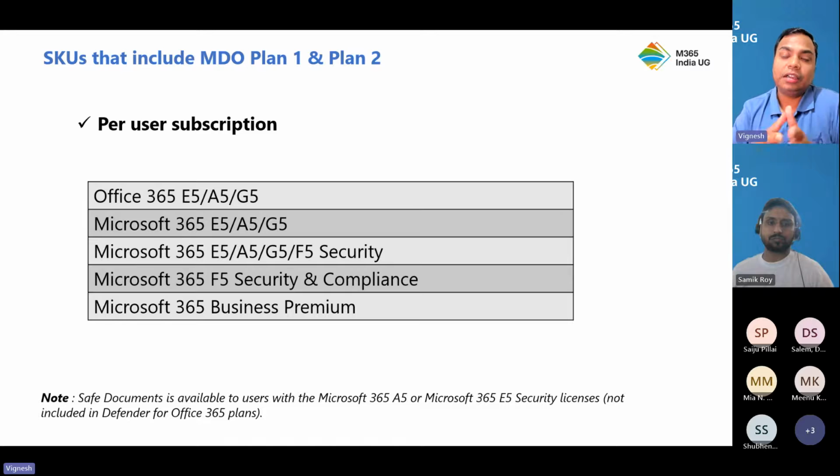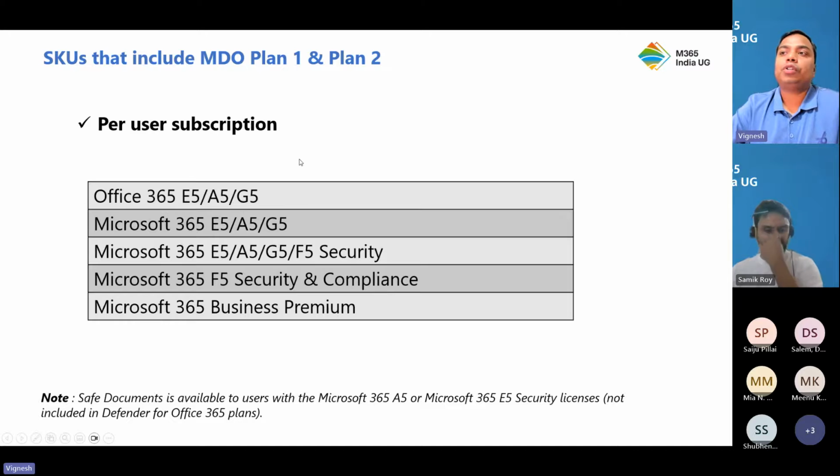When I say base license, I mean something which offers you the core capabilities of Microsoft 365, such as SharePoint, OneDrive, Teams, Power Platform, and so on and so forth, right? And the Microsoft 365 F5 Security and Compliance is something that you can purchase as an add-on, so that you would get the MDO plan 1 and plan 2 capabilities. I hope I'm making myself clear. So don't just go and purchase this and expect that you would get everything. No, you need to make sure that you have a proper base license, and you can top it up with your F5 Security and Compliance if you need the MDO plan 1 and plan 2. Yeah. And Safe Documents is also available for users who have a proper Microsoft 365 A5 or E5 Security license.